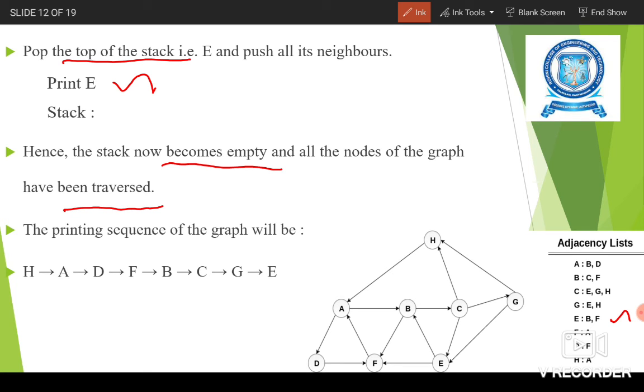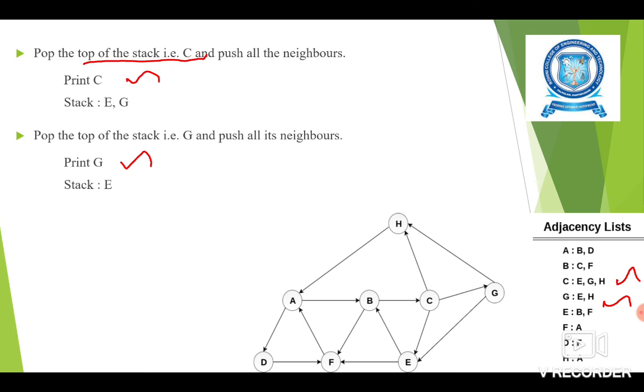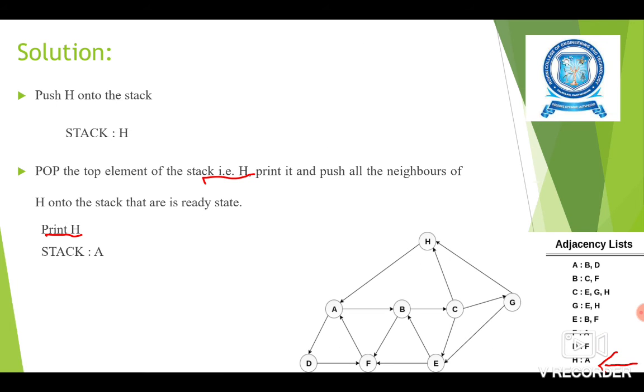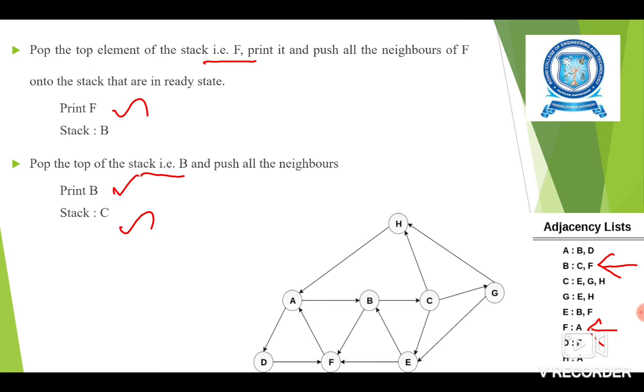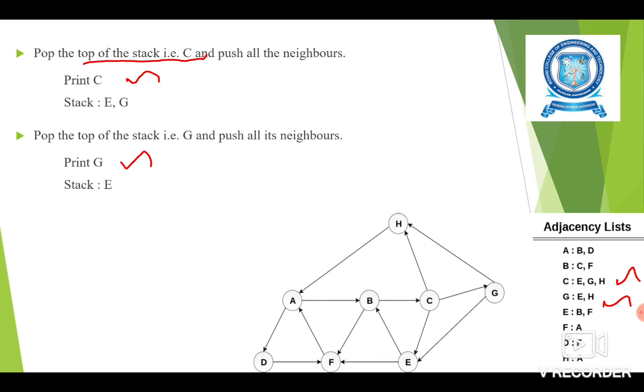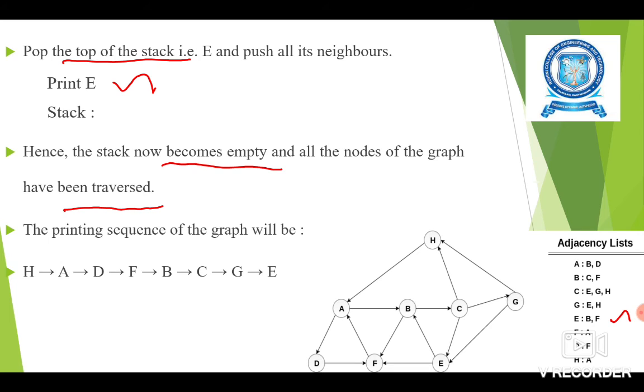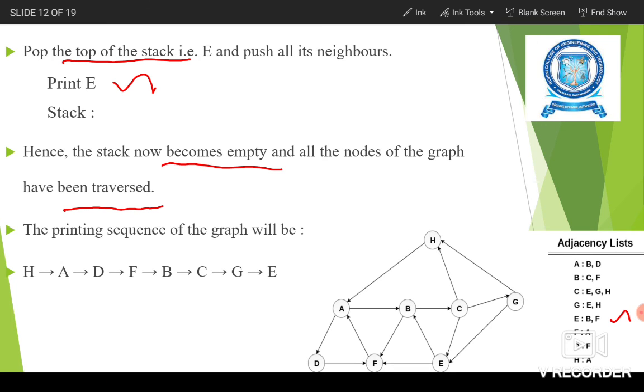So you can print the sequence of the graph. So in which order have we printed? Okay. So at first we have printed the node H, then A, then D, F, B, C, G, E. So this is the depth first traversal of the given graph.